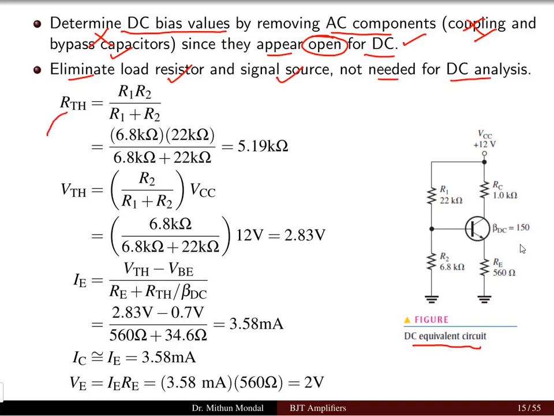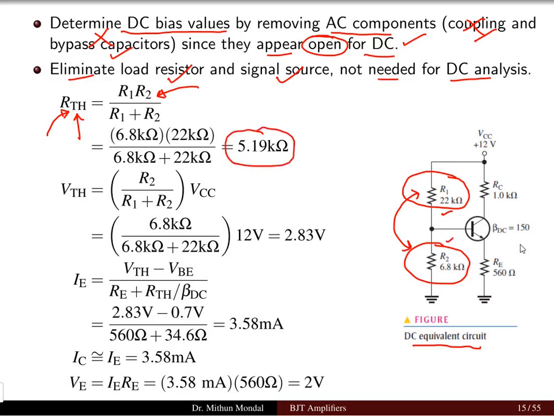Now the Thevenin resistance, if we want to compute, is the resistance which is parallel to R1 and R2. So these two resistors in parallel combination, which is the equivalent R1 R2 divided by R1 plus R2, will give you the Thevenin resistance. For the demo values we have taken, we can get the R Thevenin as 5.1 kilo ohm, with a resistor value of 22 kilo ohm in R1 and 6.8 kilo ohm in R2.